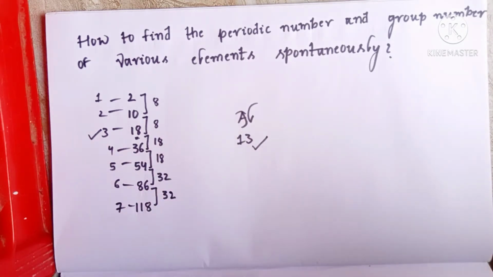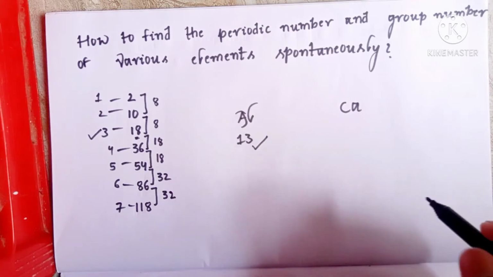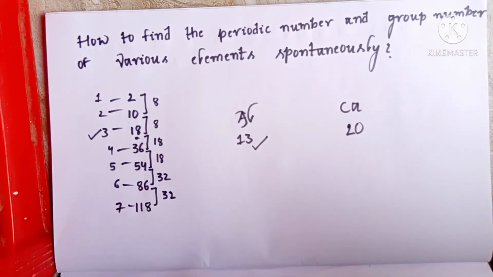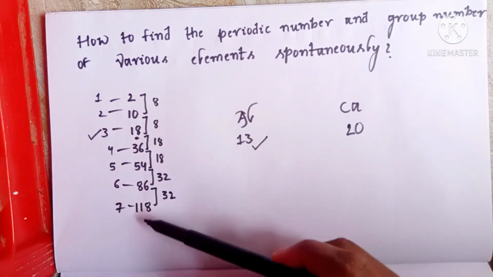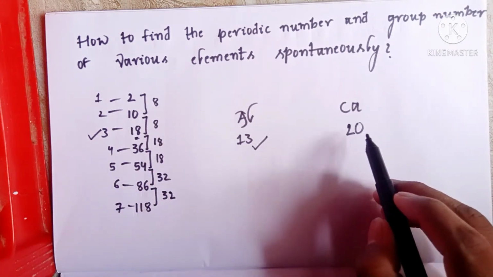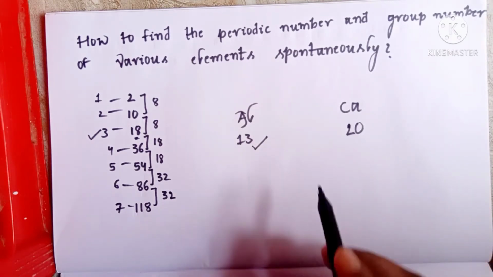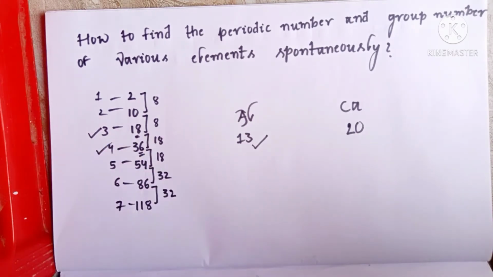Now let us see another example. Calcium. What is its atomic number? 20. So now let us see a number in the order which is greater than 20 and also nearer to 20, that is 36. So calcium belongs to the fourth period.